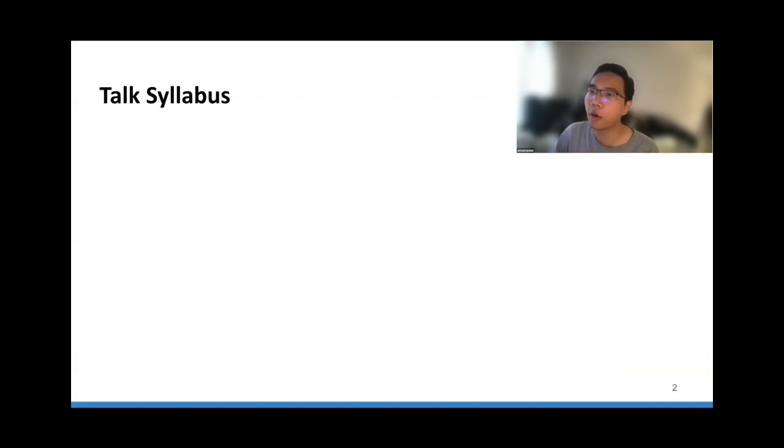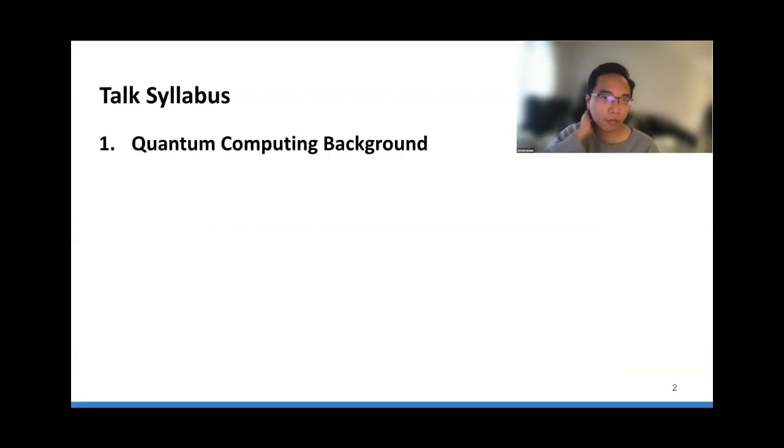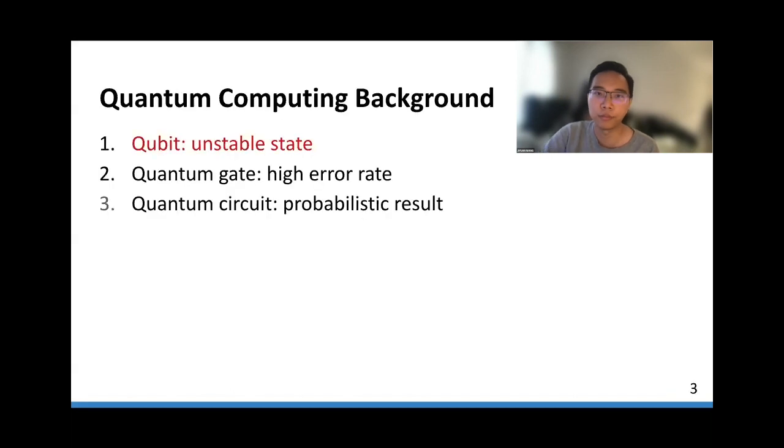So today's talk has two parts. First, I'd like to start with some background knowledge about quantum computing, which is necessary to understand our work, to help us better understand the second part, our work QDiff. So let's get started with some quantum computing background.